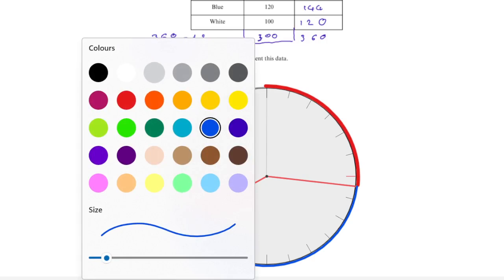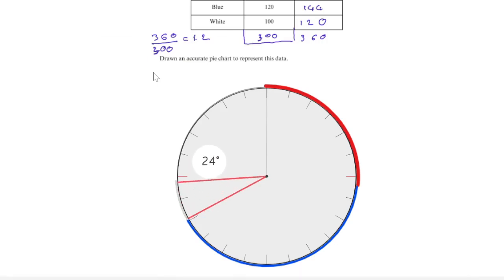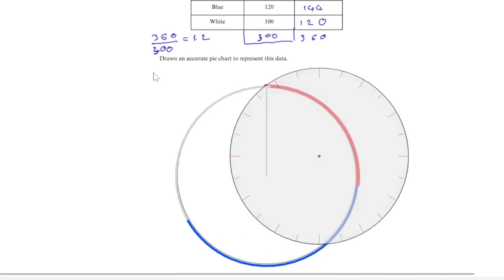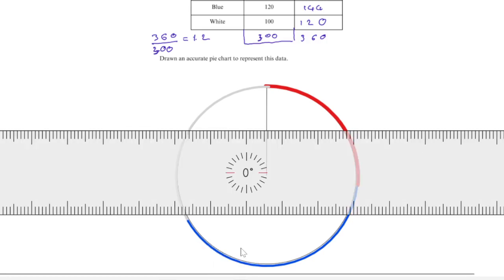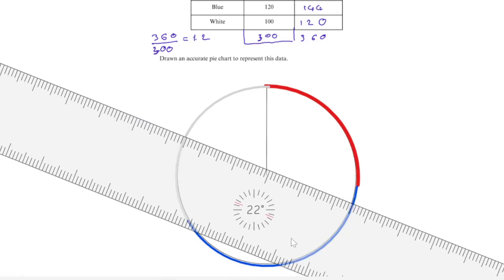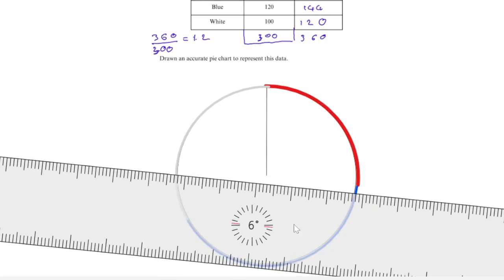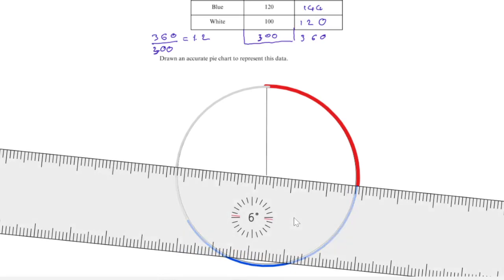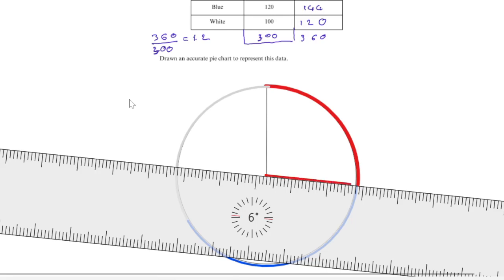Then instead of white, I'll do grey. So that should be 120 if I've drawn it accurately. So let's measure it, see what it's making. So we're out by a couple of degrees, but nothing major. So then I want to switch to my ruler, and then I want straight lines going through the centre of the protractor, well, centre of the pie chart, sorry. So I'll do this one in red. I'll do my next one in blue.